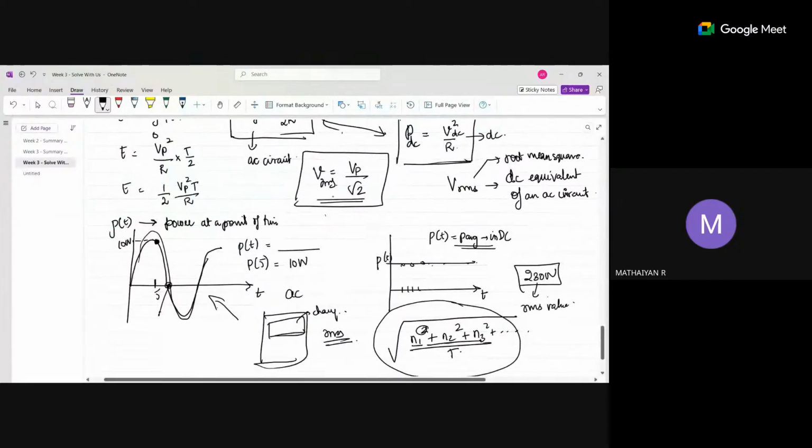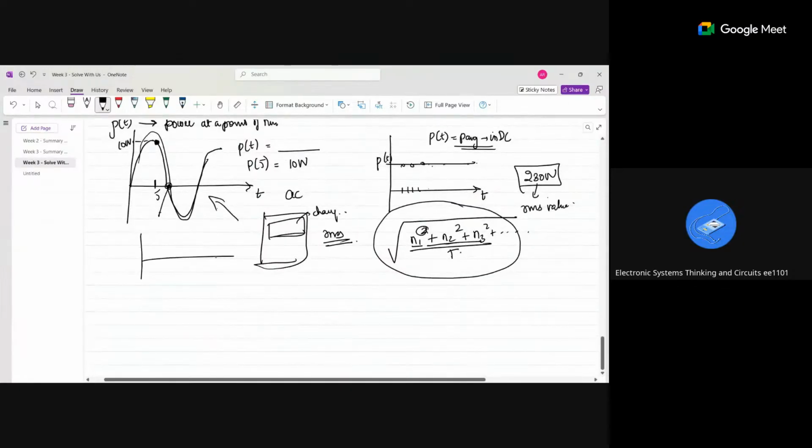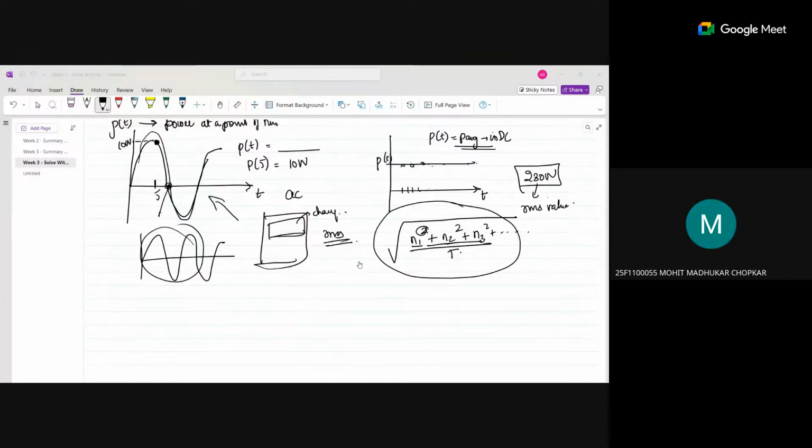What is the purpose of finding VRMS? If it is an AC signal and I want to measure it, it will be changing constantly. I will not be able to see the change happening or get one value. So I get an average value, and that average value is the root mean square value. It is like speed: when we accelerate our bike, we only consider the average speed.